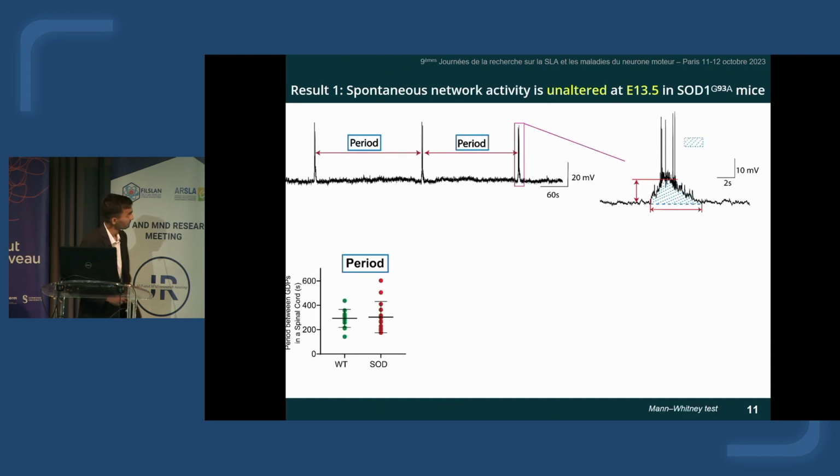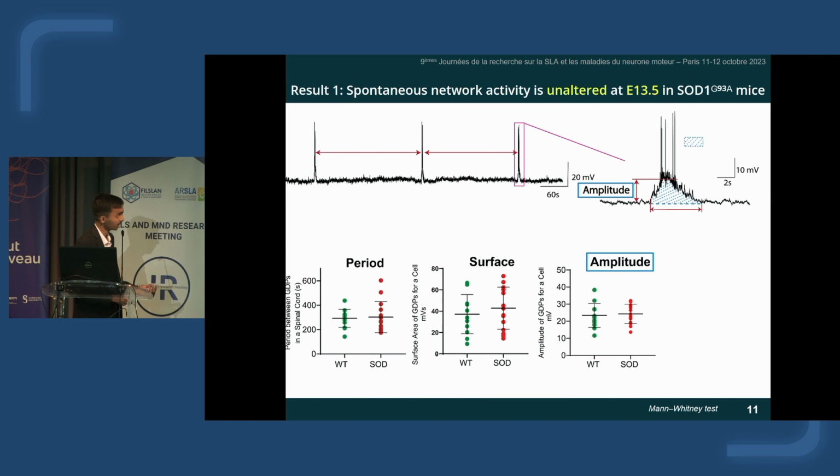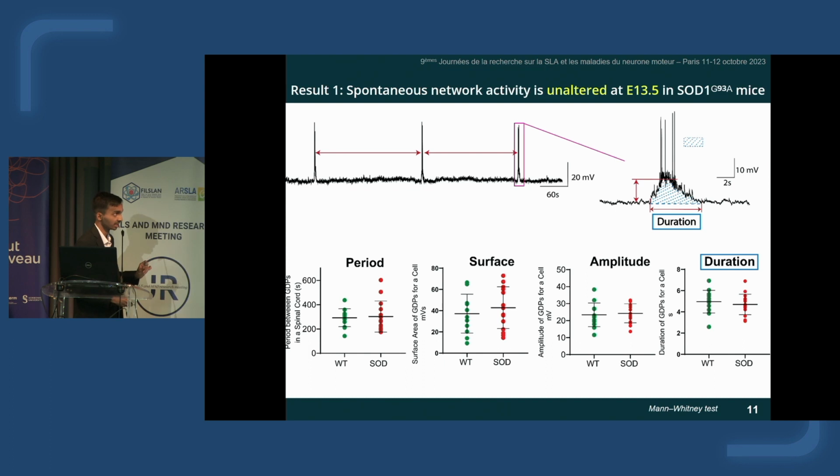We measure period. Period is the duration between two subsequent GDPs. In the literature, you might also see it as inter-episode interval. We did not see any difference between SOD and wild type. Next, we looked at surface, the area under the GDP. It was also no difference between SOD and wild type. We looked at the amplitude excluding the spikes, it was also no difference. And the duration of a single GDP was also no different. Bottom line, at E13 in this mouse model, we did not observe any alteration in spontaneous network activity.